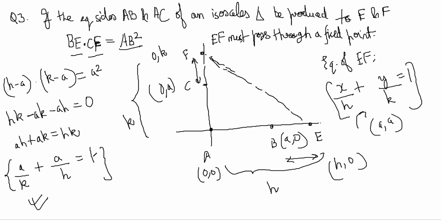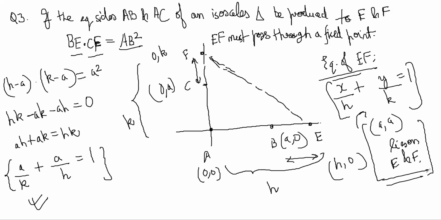So that means this is like putting A comma A into the equation of the line EF, right? So that means that A comma A lies on EF always. Makes sense? Only then you will get this second equation, A by K plus A by H is equal to 1. So that means EF must pass through a fixed point. The fixed point is A comma A.